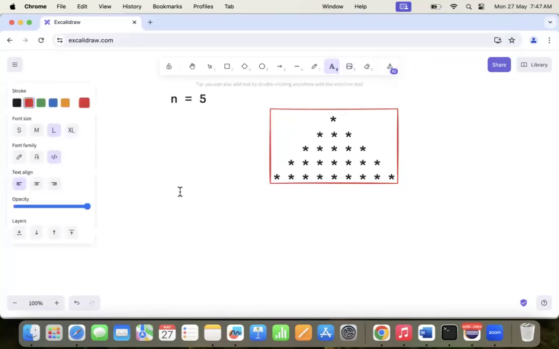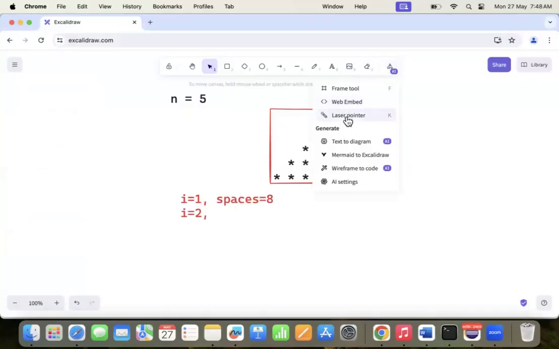So I'm writing here, guys. i is equal to 1. How many spaces required? 8 spaces required. i is equal to 1, 8 spaces. Please tell me, i is equal to 2. i means the loop for rows, the first or second row now. Could you tell me in the second row how many spaces required? 6.